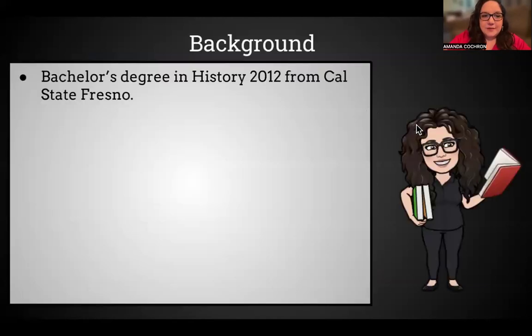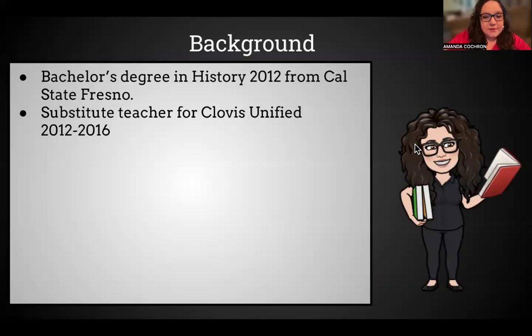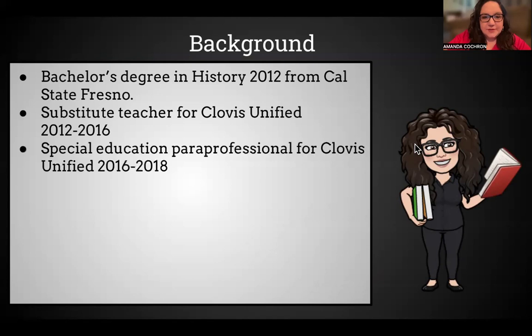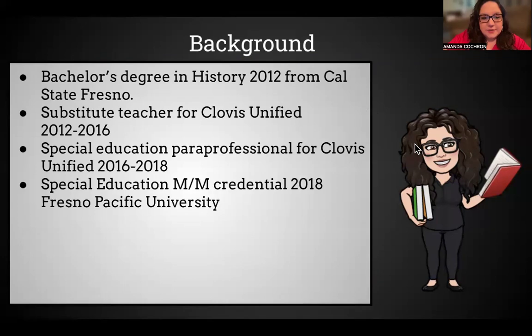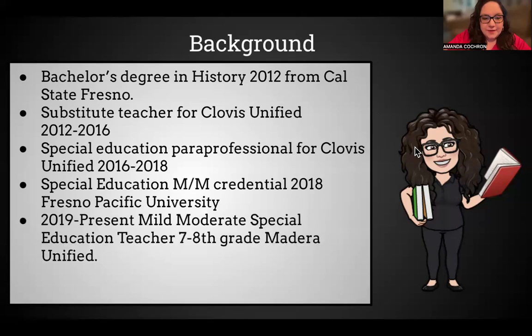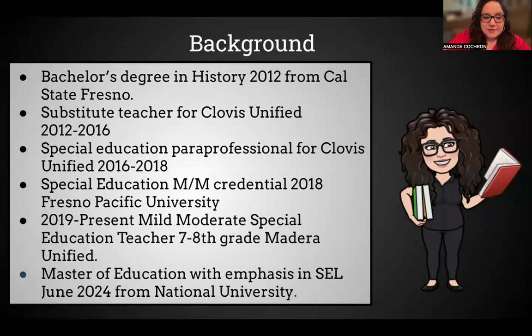So a little bit about me. I have a bachelor's degree in history from Cal State Fresno. I was a substitute teacher and a special education paraprofessional for Clovis Unified. I earned a mild moderate credential from Fresno Pacific University. I've been working as a mild moderate special education teacher for 7th and 8th grade in Madera Unified from 2019 to present. And I'm hoping to earn my Master's of Education with emphasis in SEL right now.